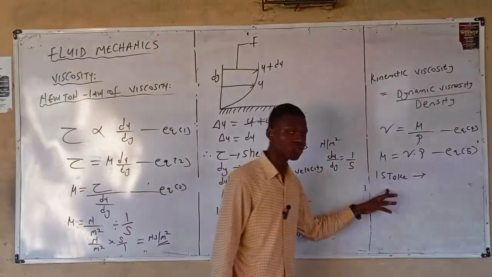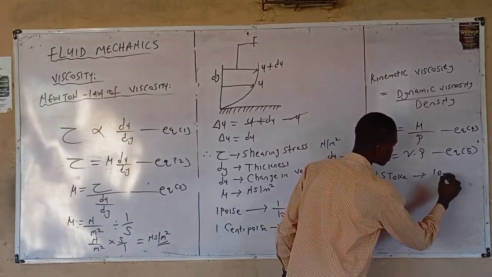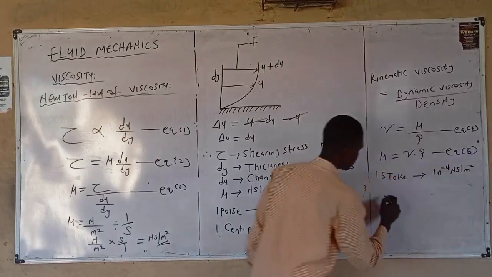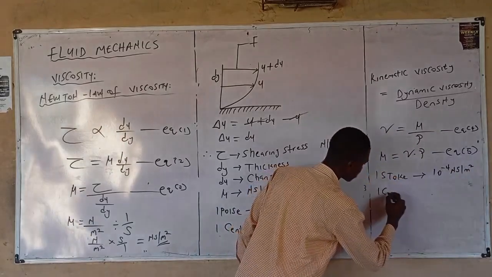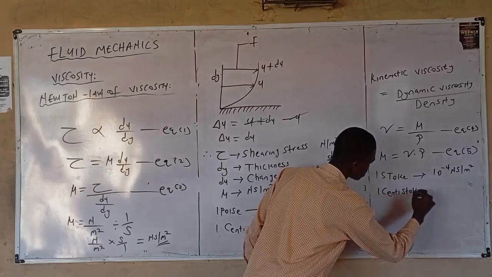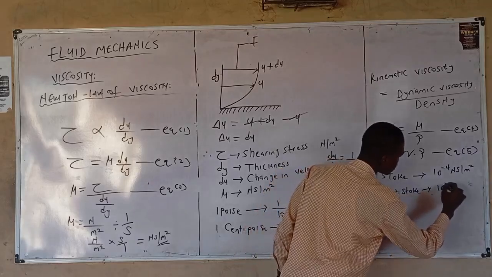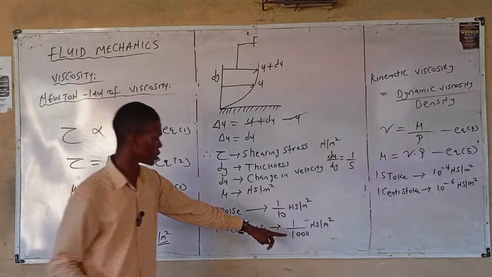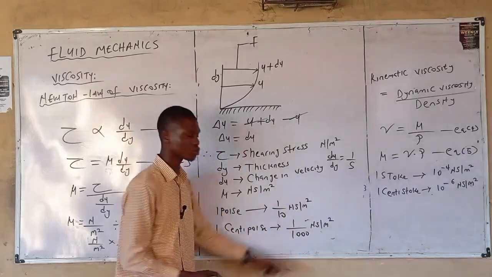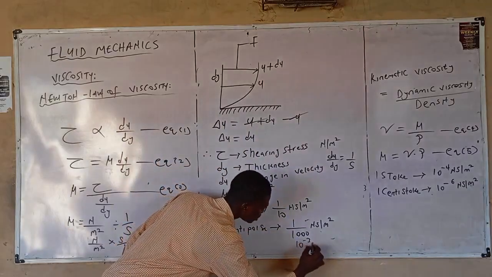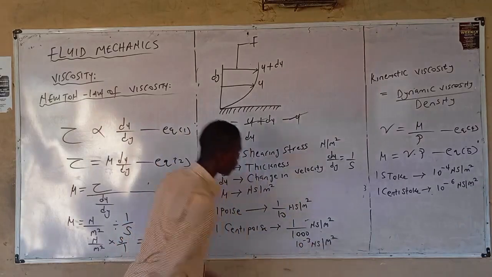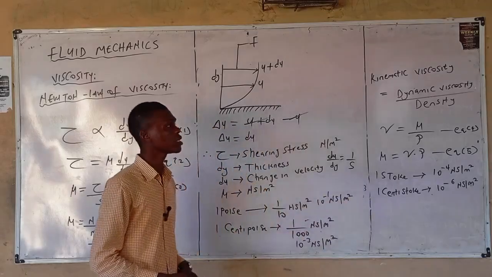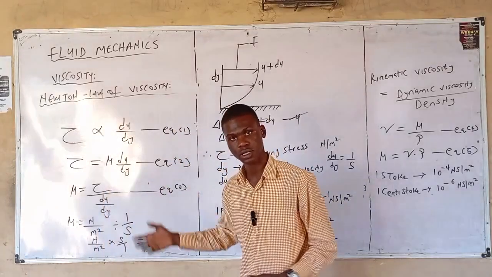Then, 1 Stokes is equivalent to 10 raised to the power of minus 4 Newton seconds per meter square. Then 1 centi-Stokes is equivalent to 10 raised to the power of minus 6 Newton seconds per meter square. Then please change this: this is 1 divided by 1000, meaning 10 raised to the power of minus 3 Newton seconds per meter square. Why this is 10 raised to the power of minus 1 Newton seconds per meter square. Alright, this is all you need to know when it comes to viscosity.